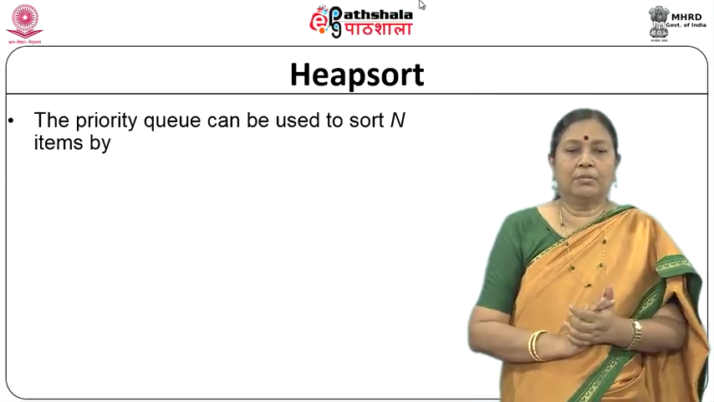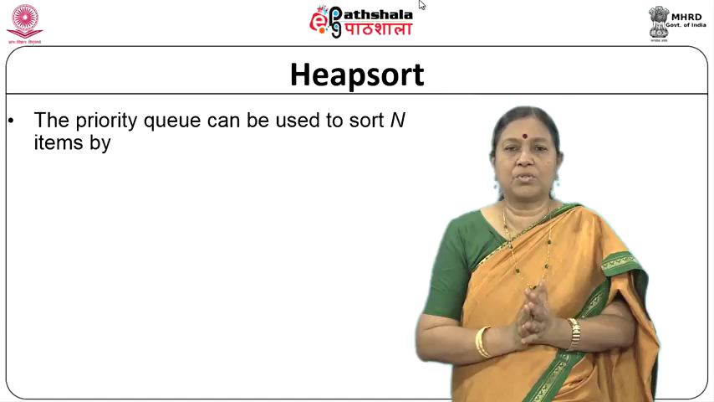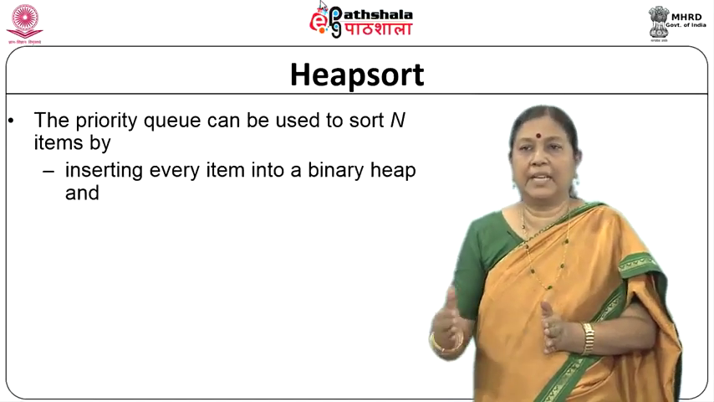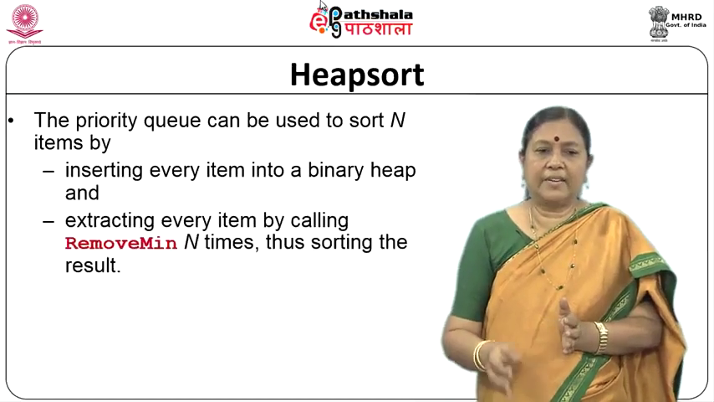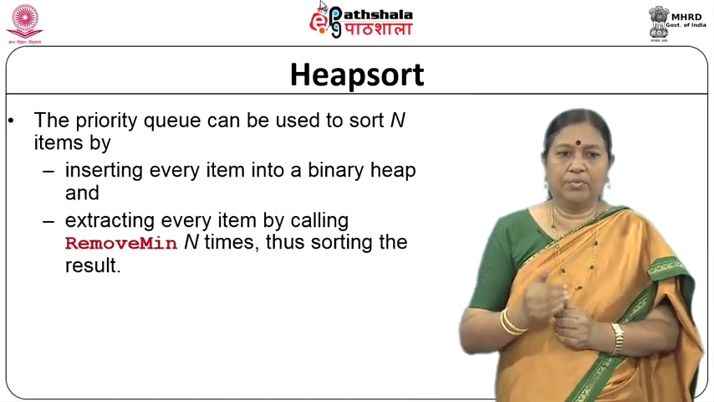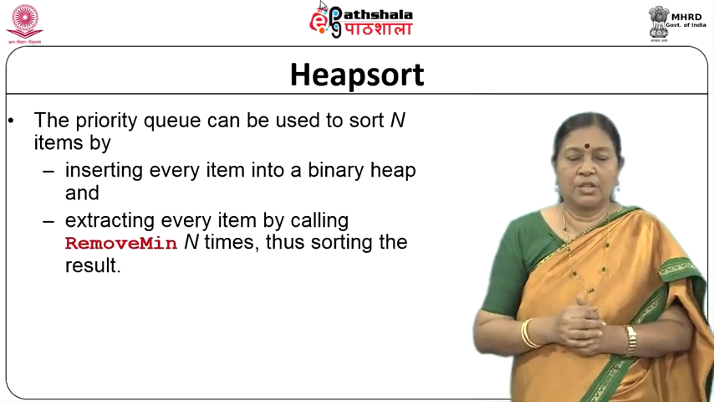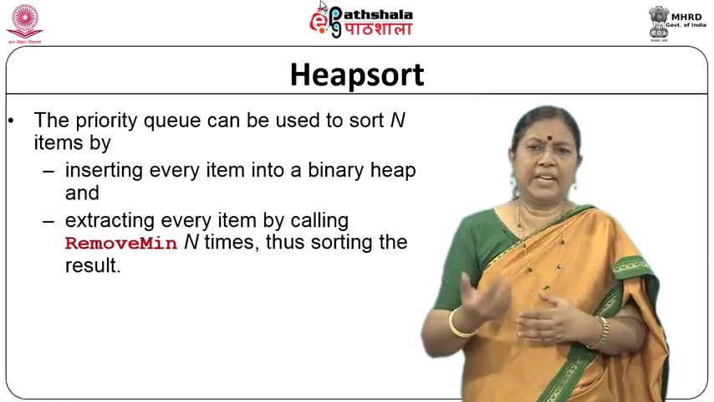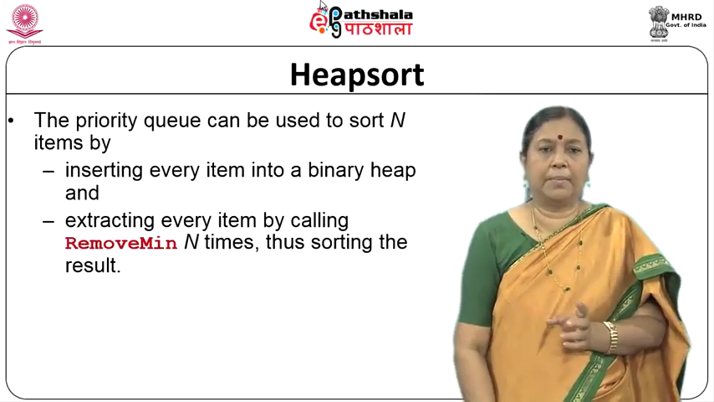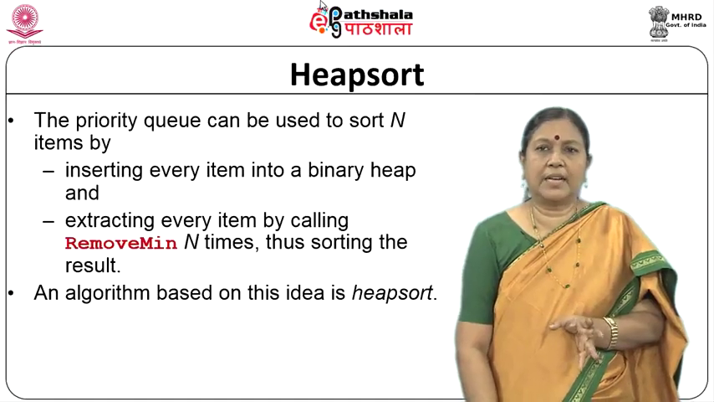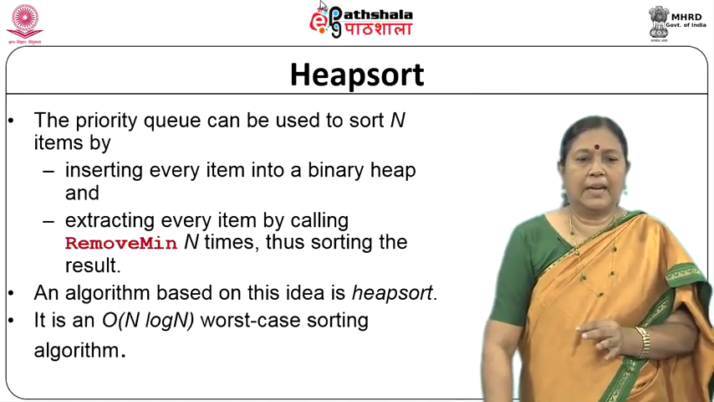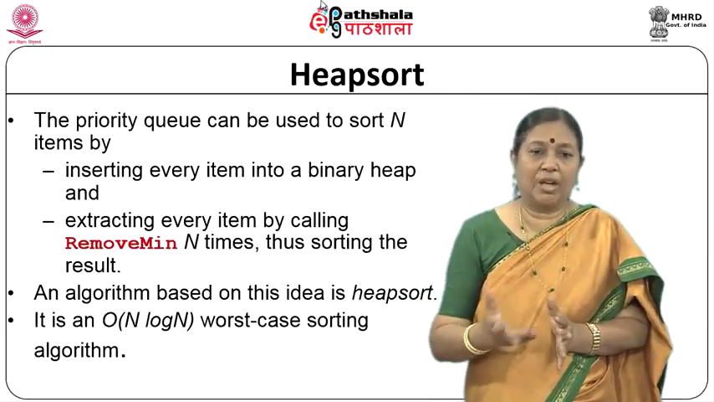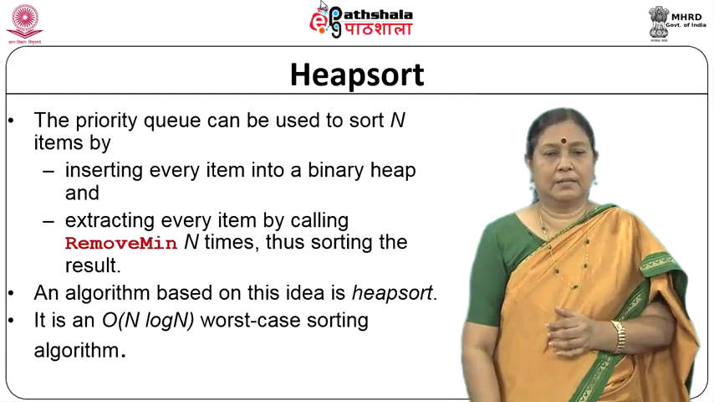The priority queue can be used to sort n items by inserting every item into a binary heap and extracting every item by calling remove minimum n times, thus sorting the result. So, we insert an item into a binary heap, then every time we remove the minimum element. An algorithm based on this idea is called heap sort, and the complexity of the algorithm is of the order of n log n, even in the worst case.